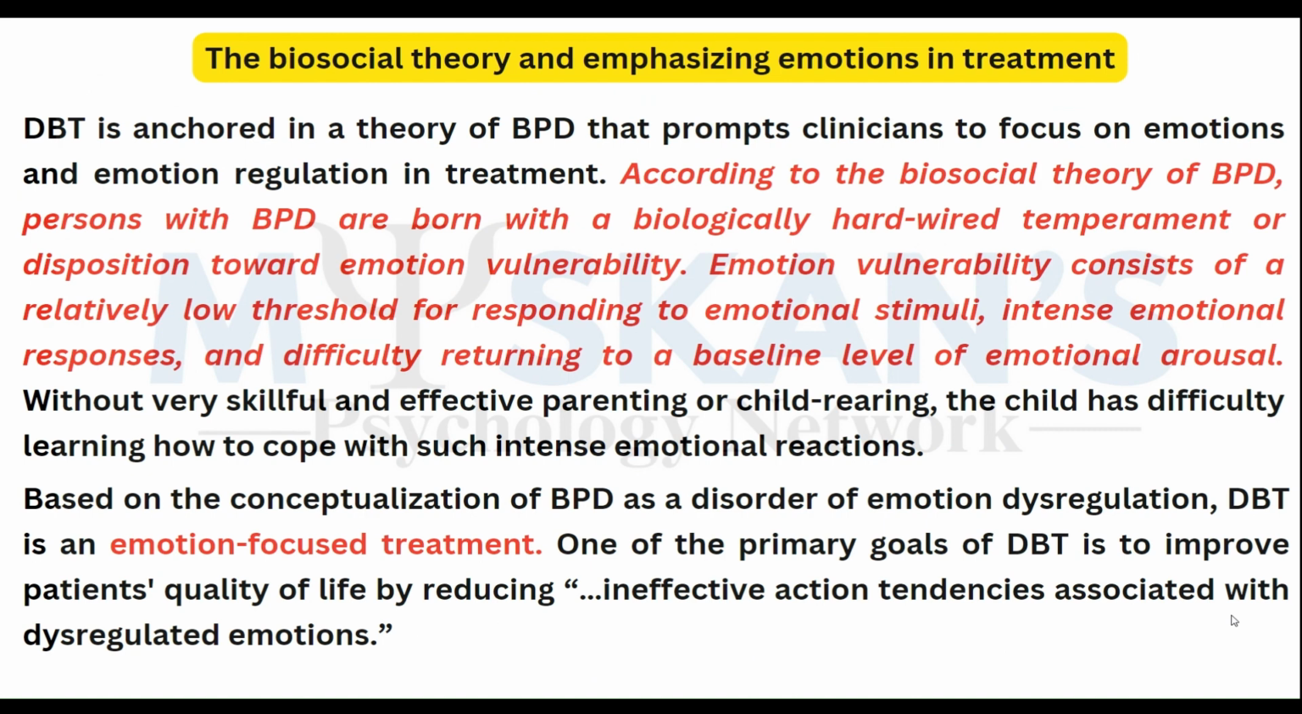Now let's get into the biosocial theory and emphasizing emotions in treatment. So what is biosocial theory saying? The biosocial theory is essentially saying that people with BPD are born with a biologically hardwired temperament. What is temperament? There are like 7 temperament dimensions like reactivity, self regulation, etc. So on such temperament levels, there is a disposition towards emotional vulnerability. Now, emotional vulnerability consists of a relatively low threshold of responding to emotional stimuli.